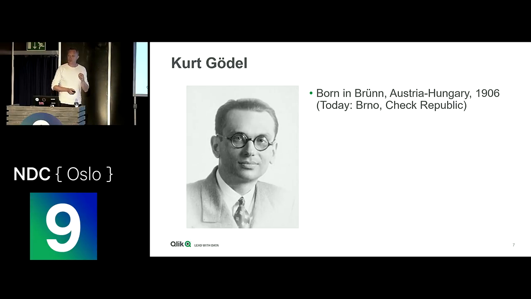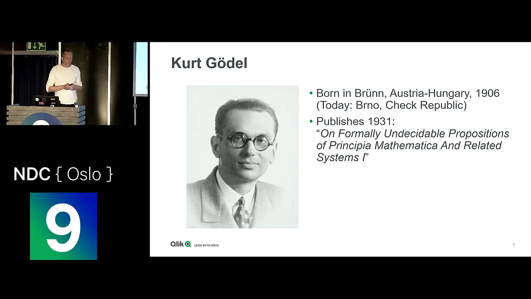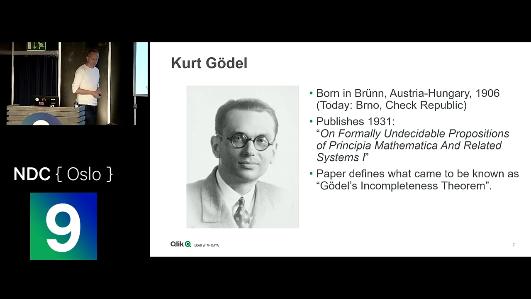He was born in Austria-Hungary in 1908, in what is now the Czech Republic. And the year after Hilbert retired, 1931, he published a paper with the tongue-twister title On Formally Undecidable Propositions of Principia Mathematica and Related Systems I. He was supposed to have a follow-up on this, where he would go deeper into the subject, but he never released that. In this paper, he describes what is now known as Gödel's incompleteness theorem.